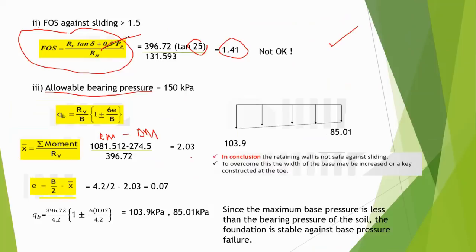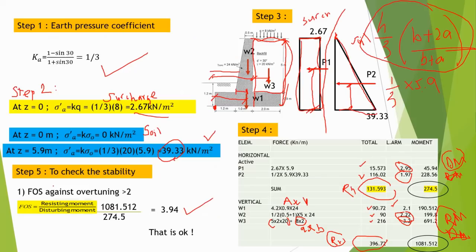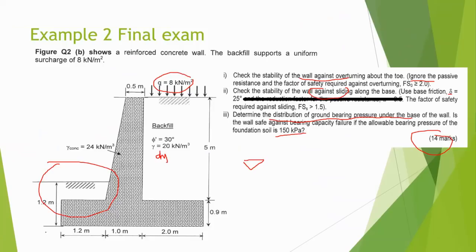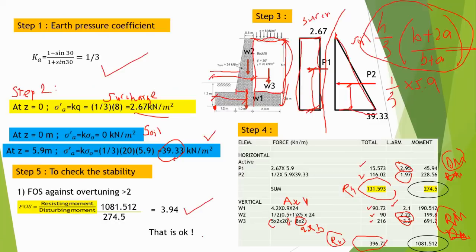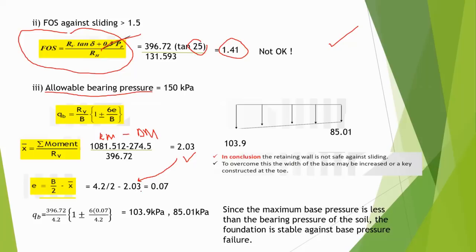And then masukkan dia punya kat formula eccentricity kat sini. X bar ni. You can get base dia ialah apa? Base dia lah 4.2. So total base ni 4.2. So the base. Okay, B the base. 4.2 divided by 2 tolak 2.03 yang X bar equal 0.07. Dia dapat E.